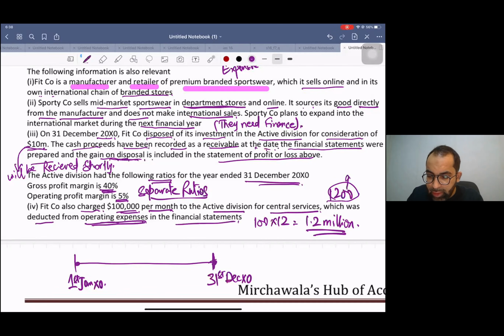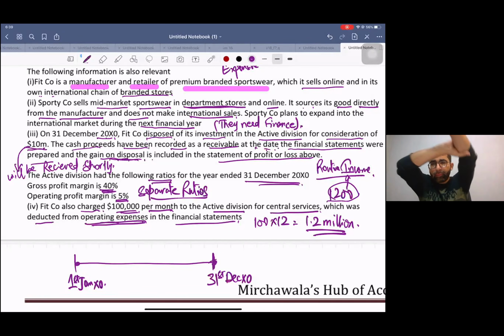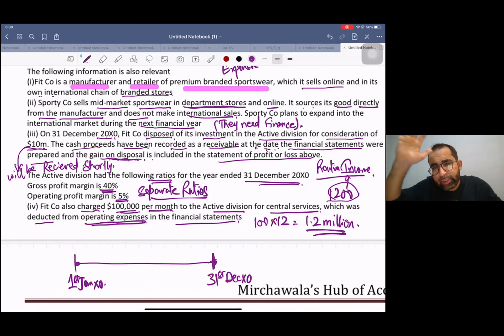This was the routine income of Fit company from this active division. But now just think, from next year this income will be no more. From next year, as we have sold that division, we can't avail this opportunity. Next year we won't have this income.